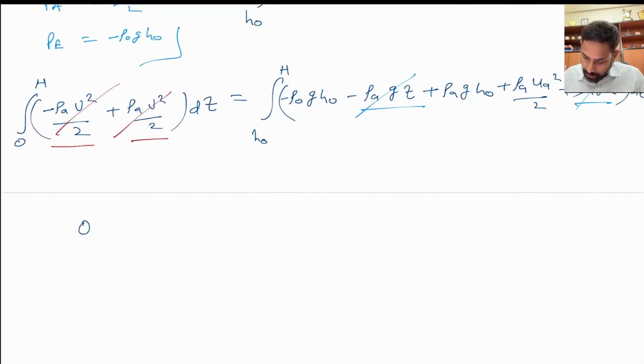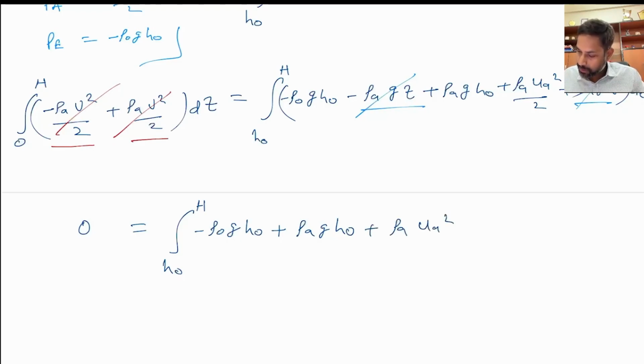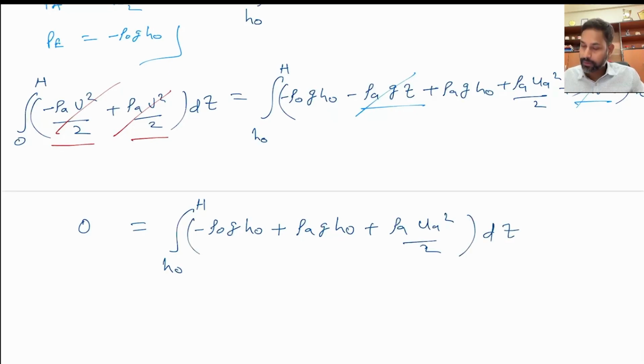Finally we get the equation of the form where left hand side is simply 0 and right hand side becomes the integral from h naught to h of minus rho naught g h naught plus rho a g h naught plus rho a u a square by 2 dz. Okay, so this is the simplified equation we get after cancelling all common terms. So what do we get here?